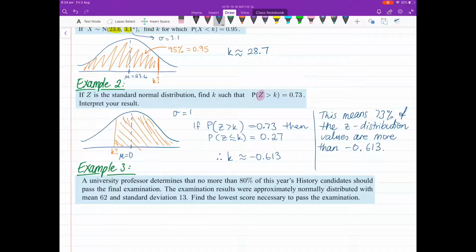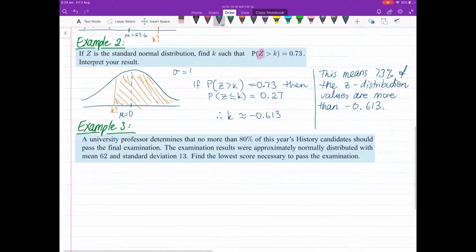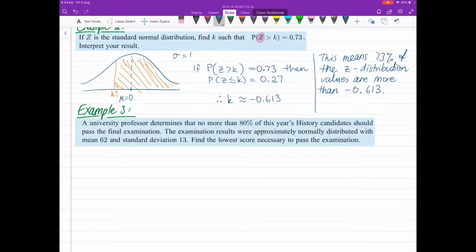Okay, one more example. Let's do this one. The university professor determines that no more than 80% of this year's history candidates should pass the final examination. The examination results were approximately normally distributed with mean 62 and the standard deviation of 13. Find the lowest score necessary to pass the examination. So let's write it with the symbols, it'll be quicker. X is normally distributed about a mean of 62 and the standard deviation is 13.